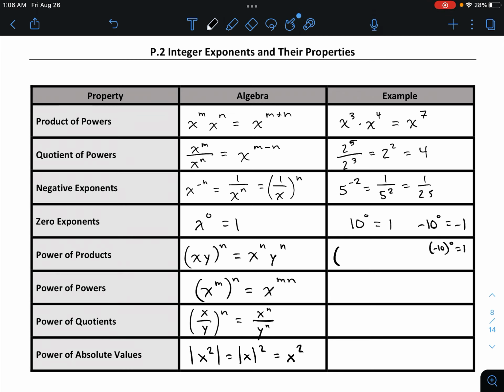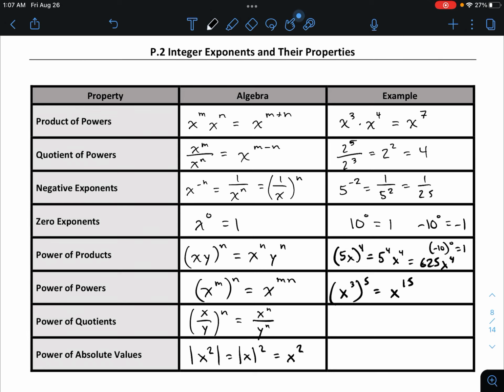Power of products, if I have, let's say, 5x to the 4th power, this would be 5 to the 4th power times x to the 4th power, which would be 625x to the 4th power. Next up, let's do an example with, how about, x cubed raised to the 5th power. Well, this would be x to the 15th power because 3 times 5 is 15.